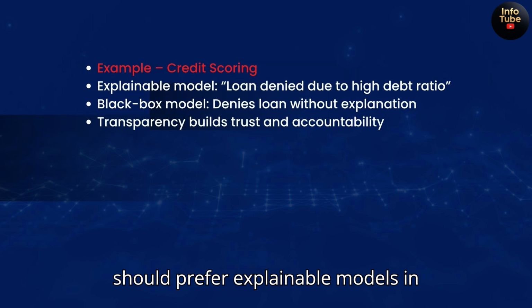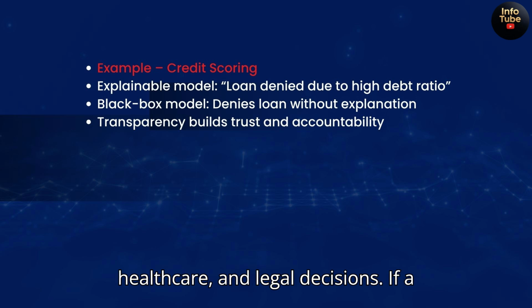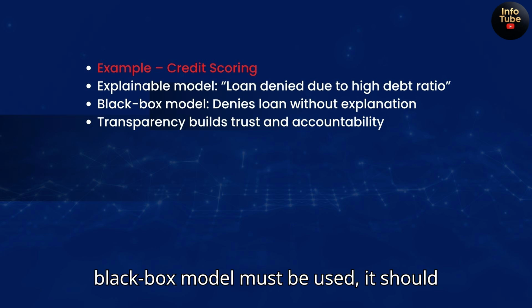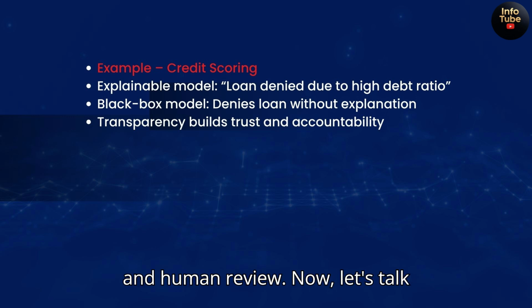That's why organizations should prefer explainable models in high-risk environments like finance, healthcare, and legal decisions. If a black box model must be used, it should have safeguards like logging, auditing, and human review.